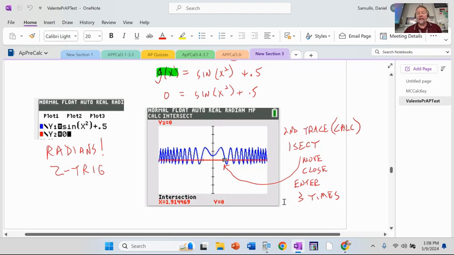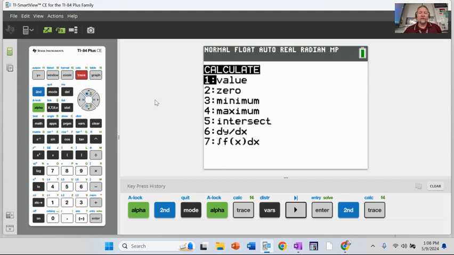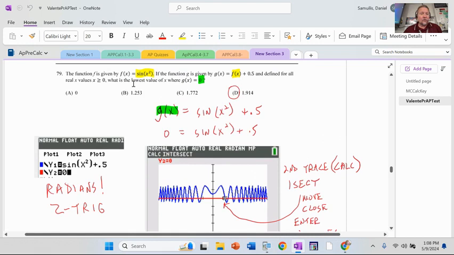So then you hit second trace. Now that I have this open here, I don't have any equations, but second trace, intersect. Okay. And then move close to this position because this is the first one. So what is the lowest value of x where g of x, this is for x is greater than 0.